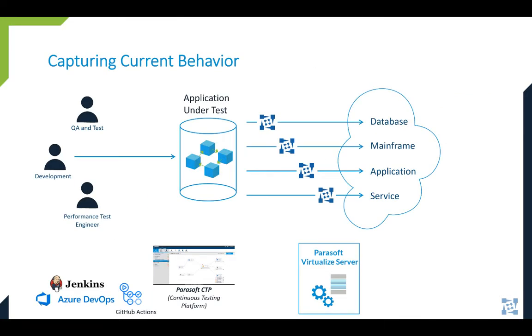We all have some kind of CI management process, like Jenkins or Azure DevOps, Bamboo, GitHub, any of these different platforms. And using CTP, we can coordinate the activities of these proxies that were first used to record the traffic to now redirect that traffic to our virtual services.